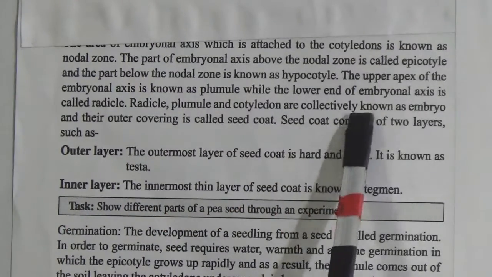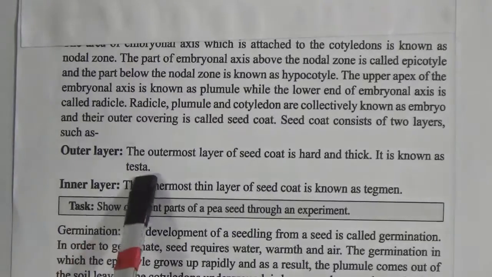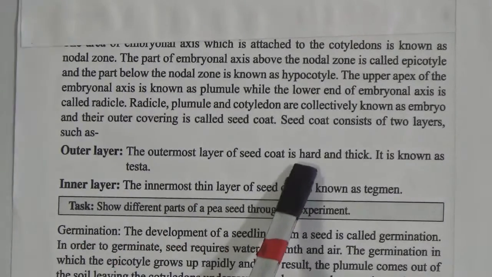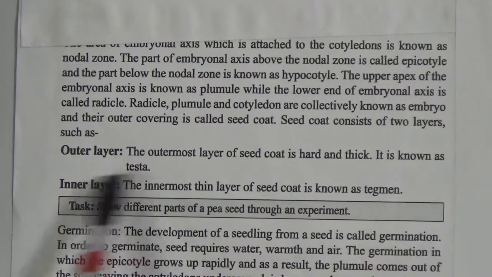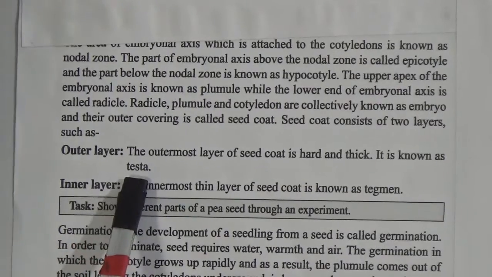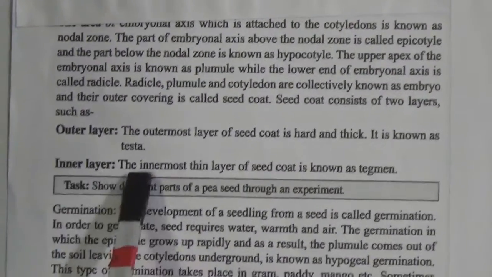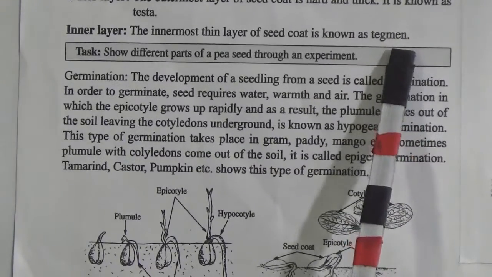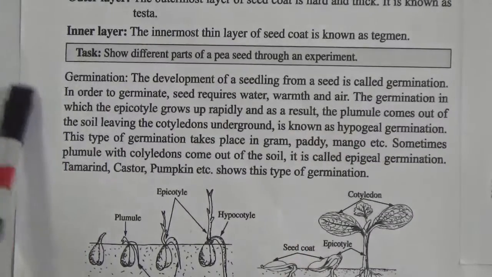The seed coat consists of 2 layers. The outermost layer of the seed coat is hard and thick. It is known as testa, and this name you have to know because this is important for your MCQ. And the innermost thin layer of the seed coat is known as tegmen, and this name is also important for you. Now come to the germination.